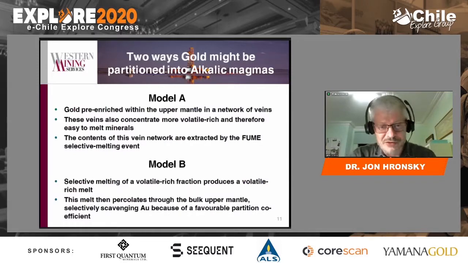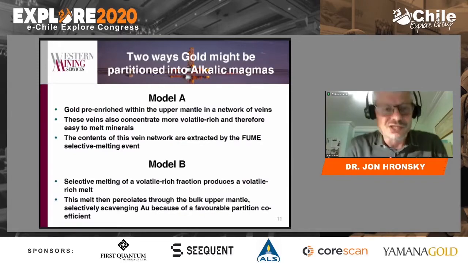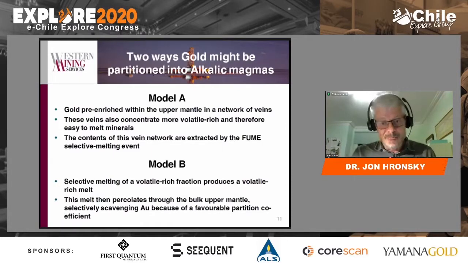But there's an alternative process as well, which has also been suggested by some workers, and that is that there is selective melting of the volatile-rich part of the upper mantle that produces a low-degree volatile-rich melt, and that melt then percolates through the upper mantle, scavenging gold because of its oxidation state and its volatile-rich nature, which results in a very favorable partition coefficient of gold into the magma. Now, from an exploration point of view, actually, these two models don't change much.